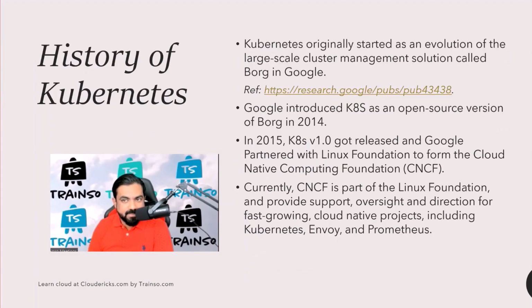History of Kubernetes. Kubernetes originally started as an evolution of the large-scale cluster management solution called Borg in Google. I've included a reference link here. Google introduced Kubernetes as an open source version of Borg in 2014. In 2015, Kubernetes version 1.0 got released, and Google partnered with the Linux Foundation to form the Cloud Native Computing Foundation. Currently, CNCF is part of the Linux Foundation and provides support, oversight, and direction for fast-growing cloud-native projects, including Kubernetes, Envoy, Prometheus, and many more.